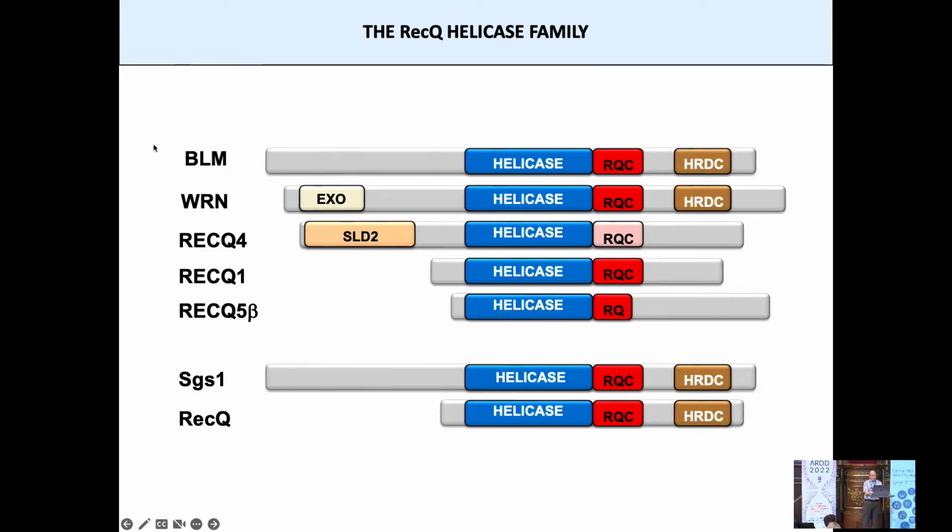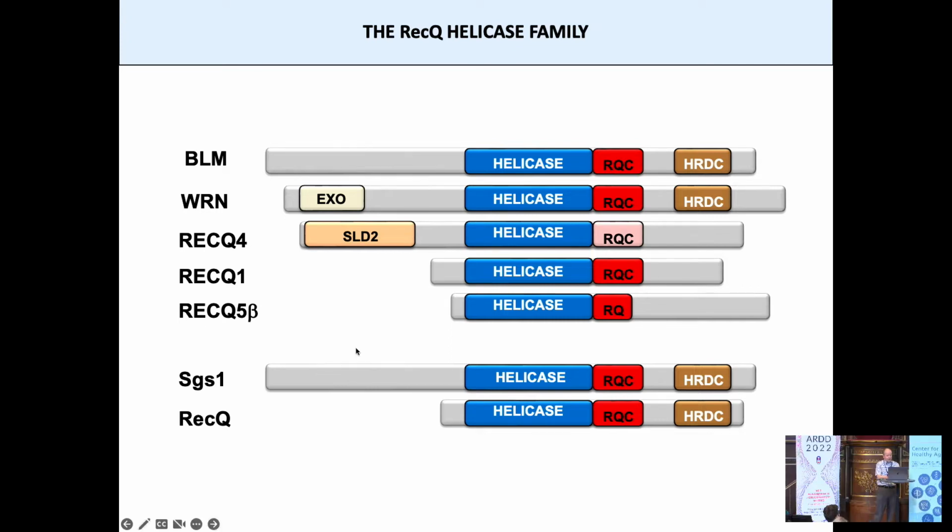So this is the family of proteins, the RECQ helicase family. It's one of the most highly conserved families of proteins in evolution, named after a bacterial protein. It's conserved in budding yeast with SGS1, and then there are 5 family members in human cells. And one of the main interests in this family of proteins, other than the fact that they're essential for the maintenance of genome stability, has been the fact that they are mutated in recognizable human diseases.